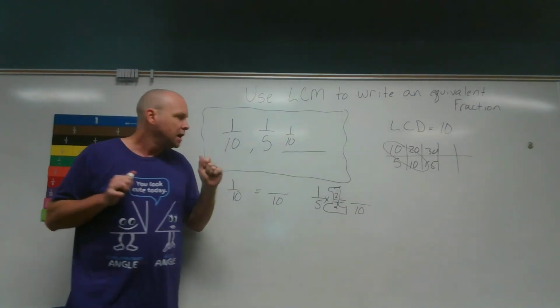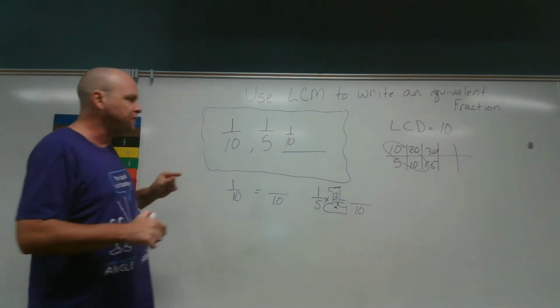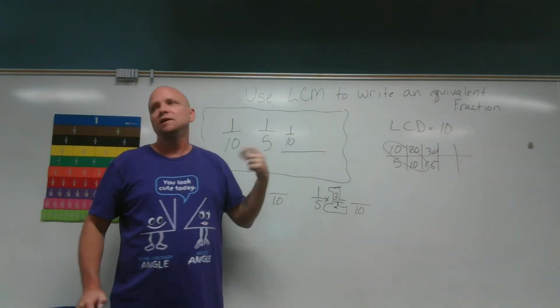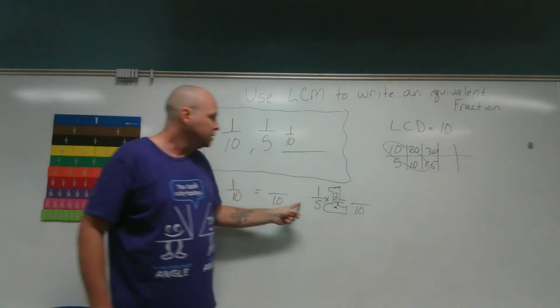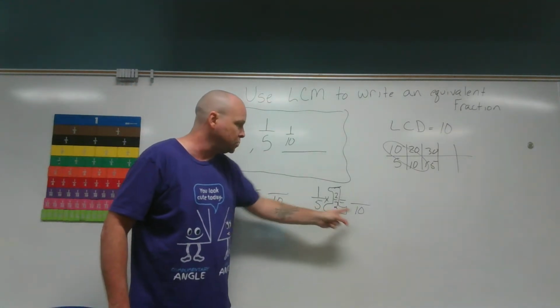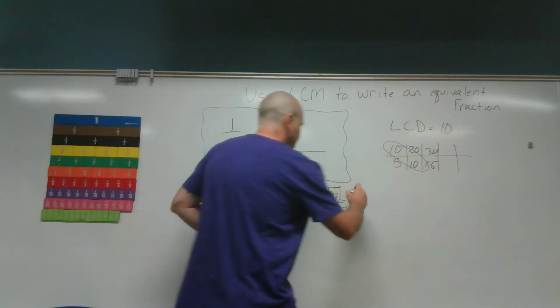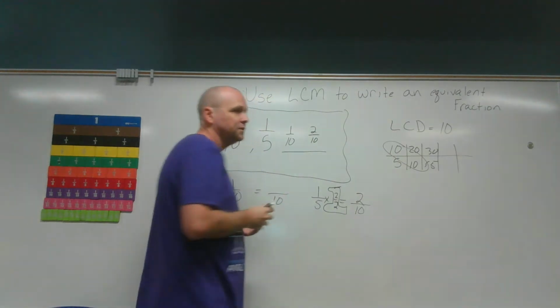When you multiply fractions, we're not supposed to learn that yet. I know, but I'm teaching you anyway. When you multiply fractions, you multiply straight across. So actually multiplying fractions is far easier than adding and subtracting fractions. Much less work. You multiply straight across, so 5 times 2 is 10. 1 times 2 is? 2. And so the other fraction would be 2/10.